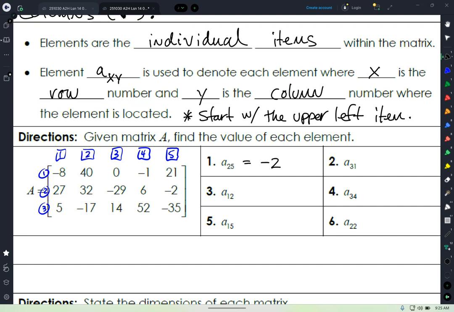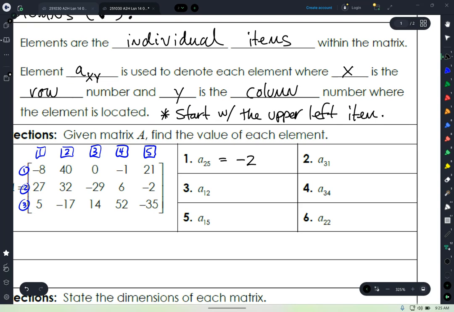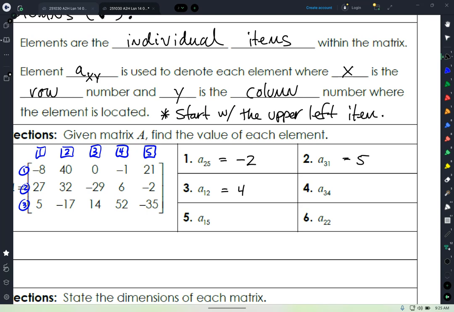This would be the kind of thing you would tell a computer: go find A sub 25, and it would go and pull that piece of data from that location in the matrix or the spreadsheet. Okay? All right. So A sub 31. What is A sub 31? Yeah, it's 5, right? How about A sub 12? Okay, A sub 12, you should have put 40. How about A sub 34? A sub 34 is going to be 52.